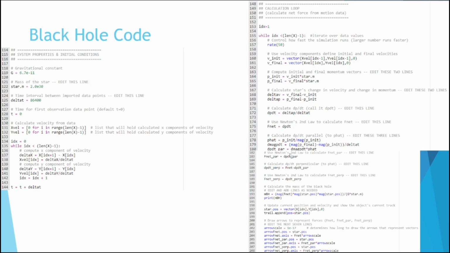And then we can find the parallel component of force by taking the change in the magnitude of momentum per time and multiplying it by p hat, which is the direction of the momentum. Using that, we could then use the fact that the net force was equal to the parallel plus the perpendicular force to find the perpendicular force. And then, since the perpendicular force is the one that was caused by gravity, we can plug it into the universal gravity equation and isolate the mass of the black hole to find it.